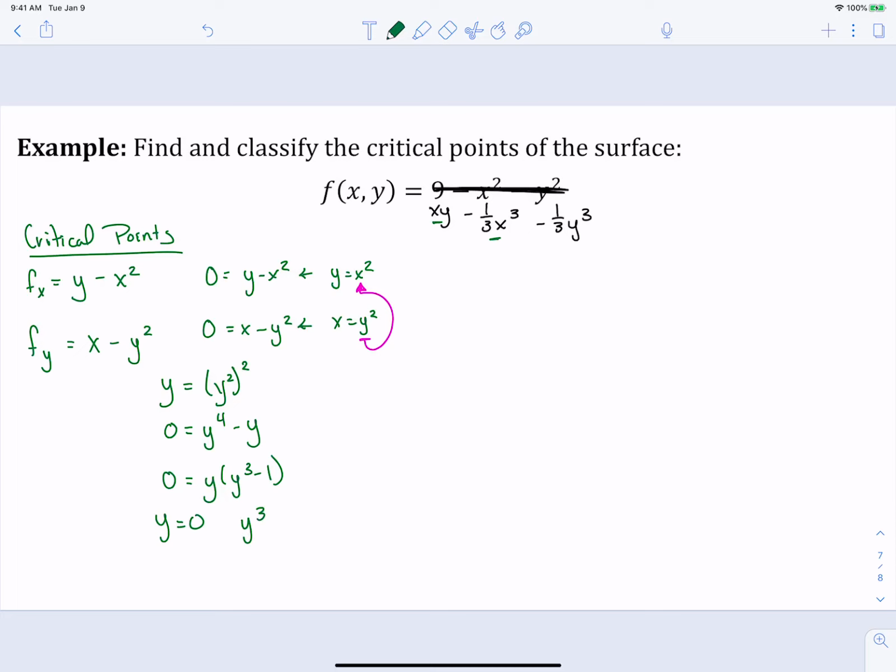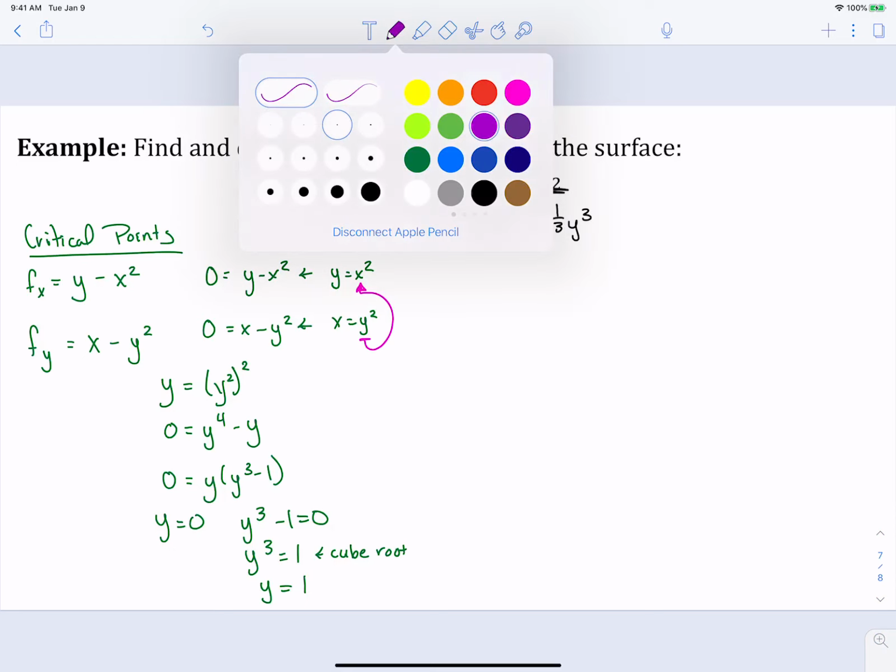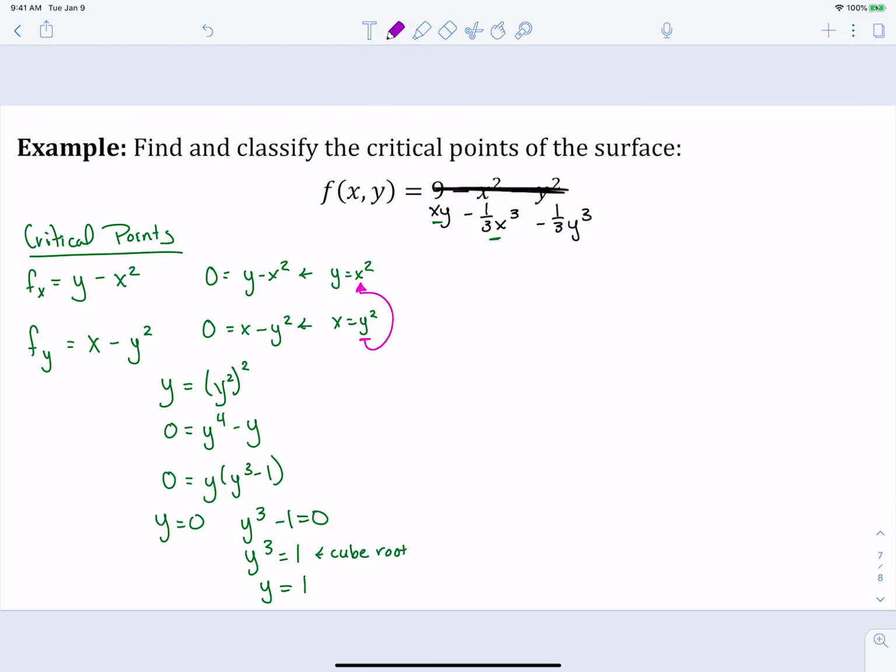So we found here that this is true when y is equal to 0 or y is equal to 1. So take your cube root here. So now what we need to do is go back up here and say, okay, if y is equal to 0, what does that mean for x? X is also going to be 0. So 0, 0 is one of our critical points. If y is 1, what does that mean for x? X is also 1. Doesn't always happen this way. But we get 2 critical points.